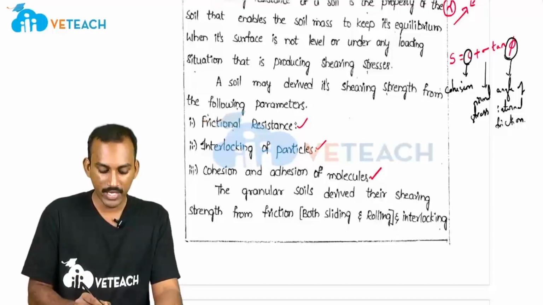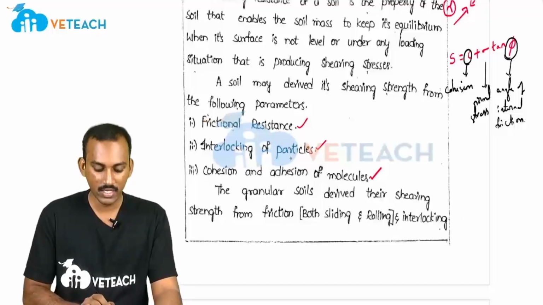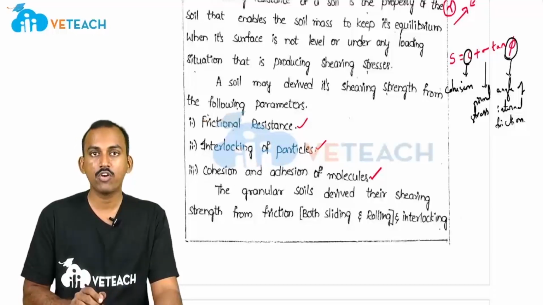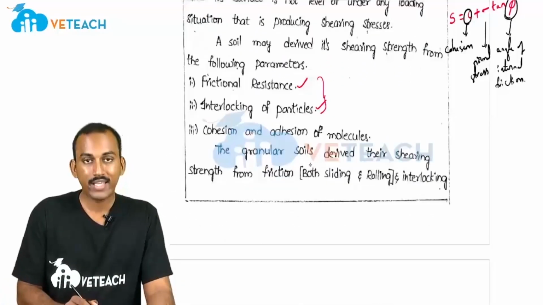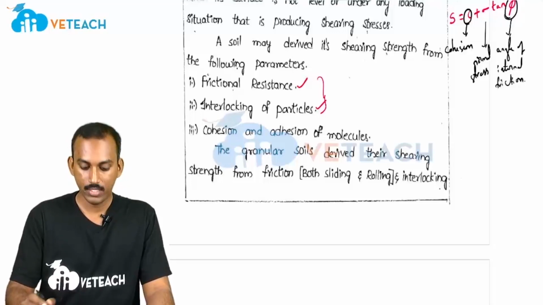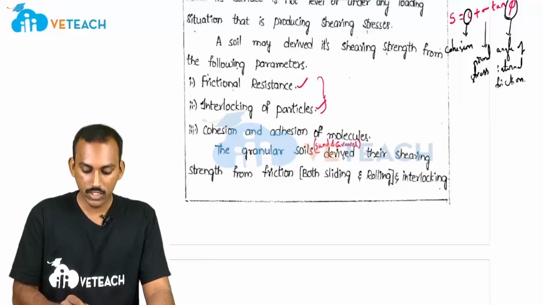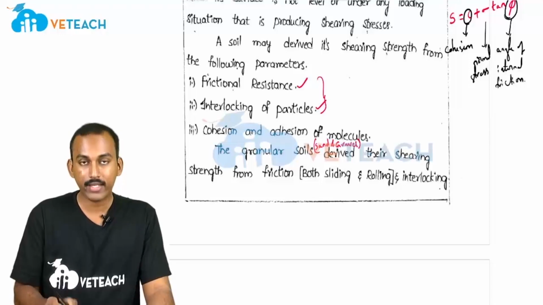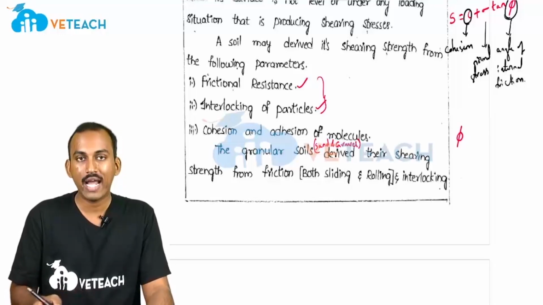Okay, the shear strength can be derived from these three parameters. One is frictional resistance, another one is interlocking of the particles, and the third one is cohesion and adhesion of the molecules. So let's see one by one. The first one is granular soils. We have two parameters, right? C and phi. The granular soils, examples are sand and gravel. So these are the best examples for granular soils. These soils get their shear strength from the phi value, from the friction and interlocking.